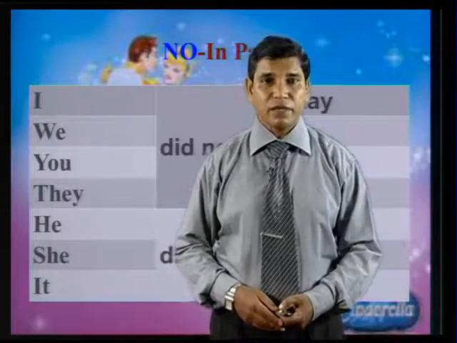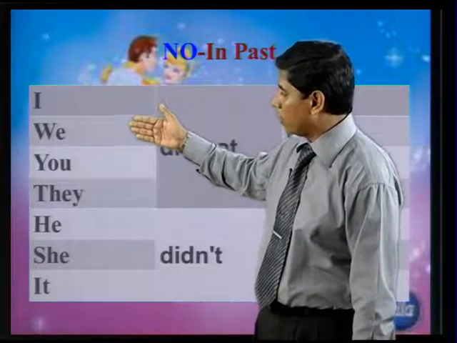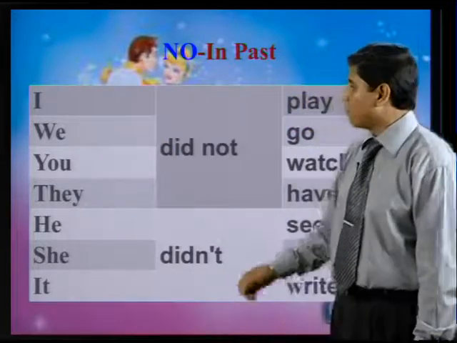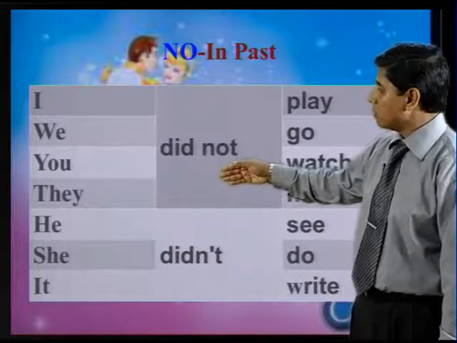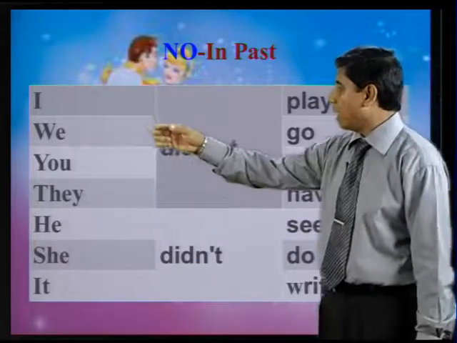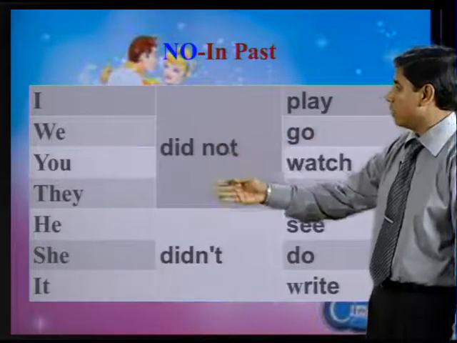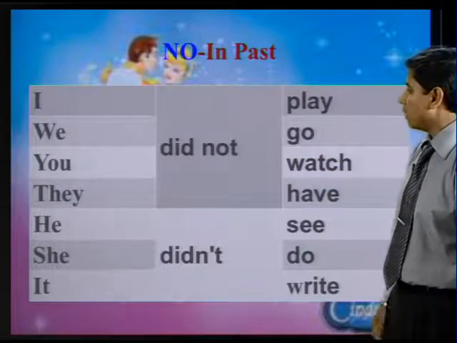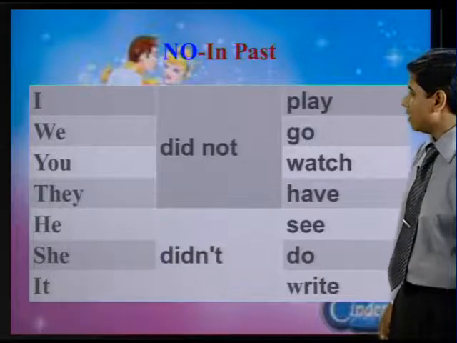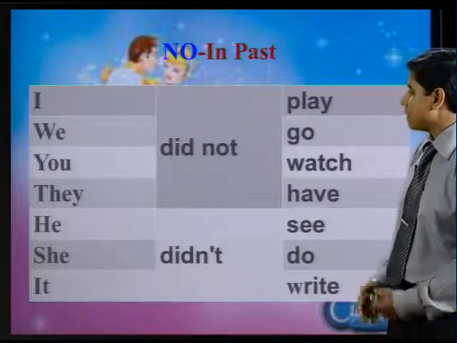Look at this table now. Here you can start the sentences using one of these words: I, we, you, they, he, she, it. And when you say the negative form, you can use either did not or didn't. So you can make sentences like I did not play. We did not go. You did not watch. They did not have. He did not see. She did not do. She did not write. You can write sentences like that.